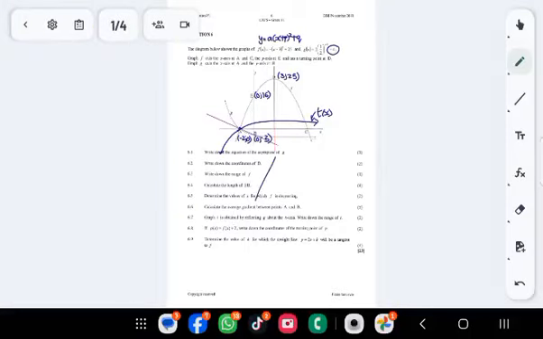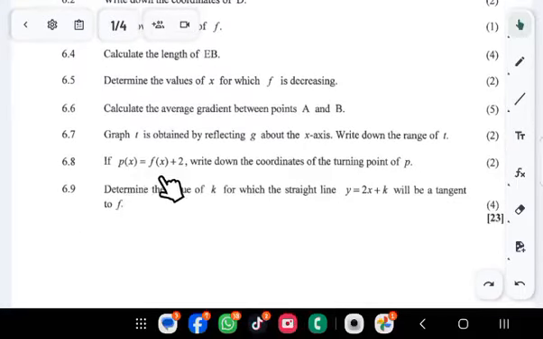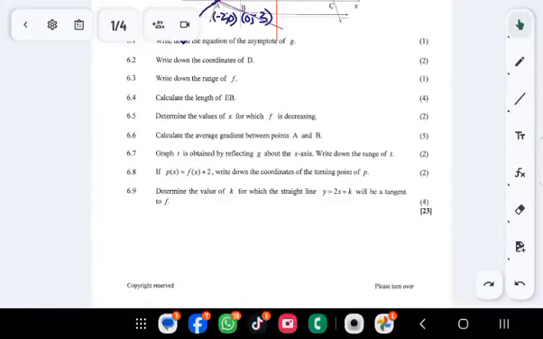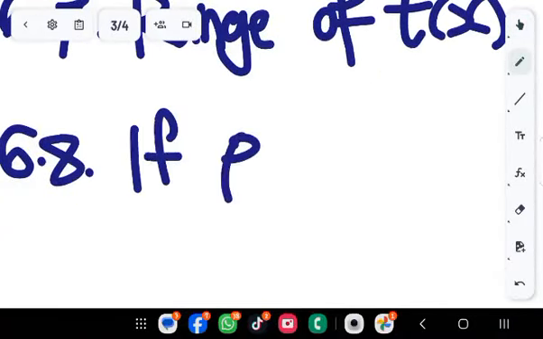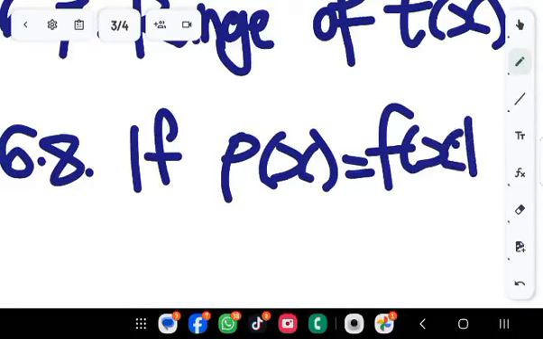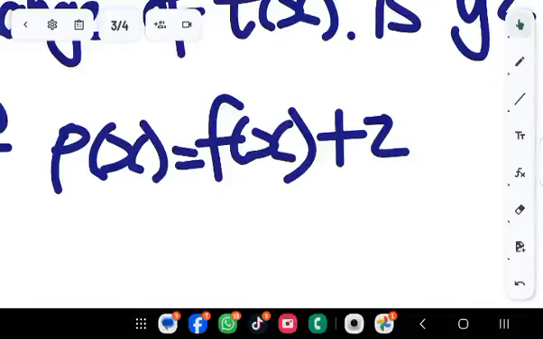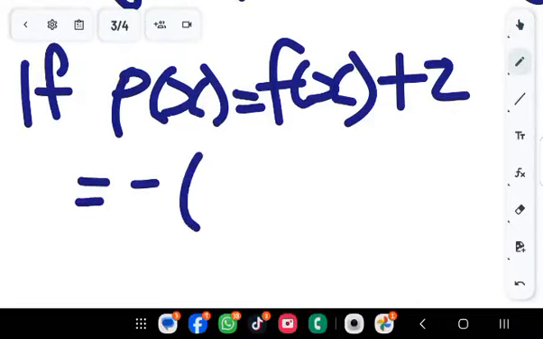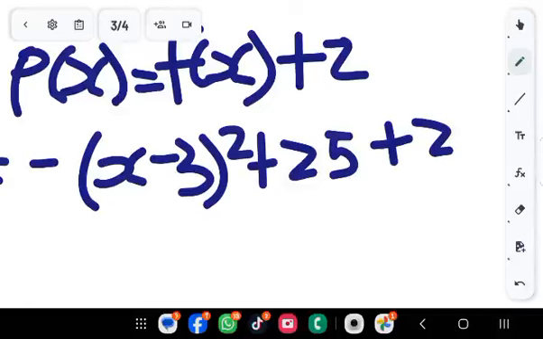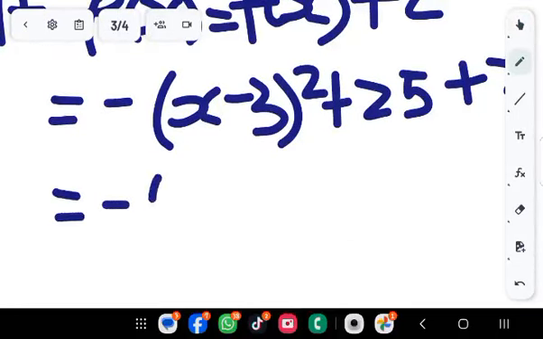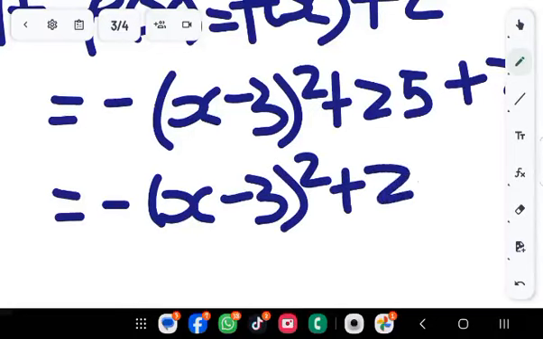6.8. If p of x equals f of x plus 2, write down the coordinates of the turning point of p. So first of all, let's figure out what p of x is. So p of x equals f of x plus 2. This is what f of x plus 2 will be equal to. That will be f of x, which is minus in bracket x minus 3 all squared plus 25, and you add 2. Alright, so that will be minus in bracket x minus 3 all squared plus 27.